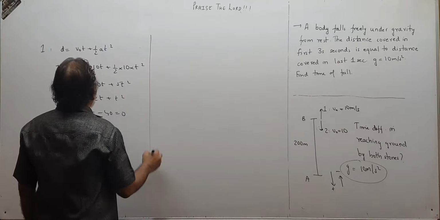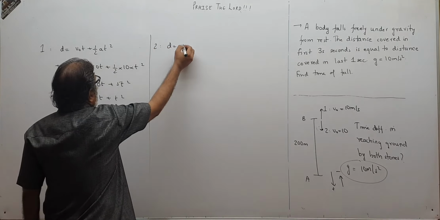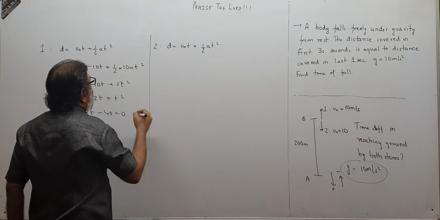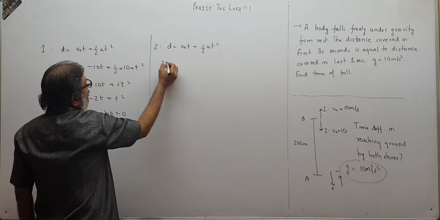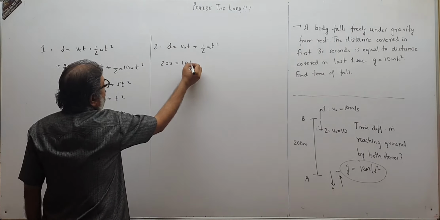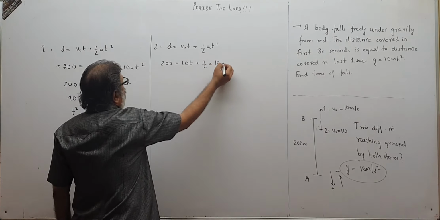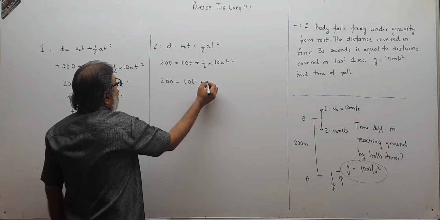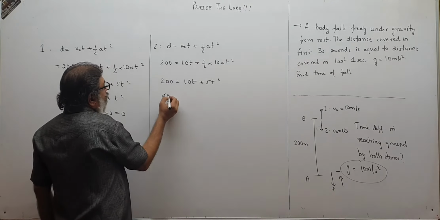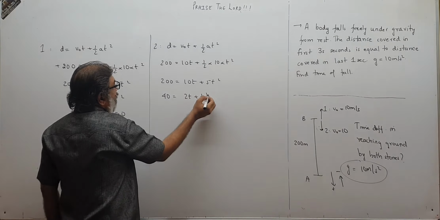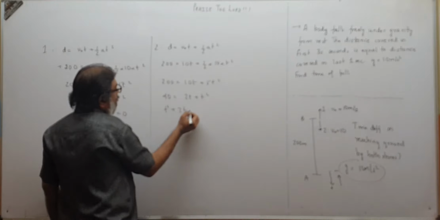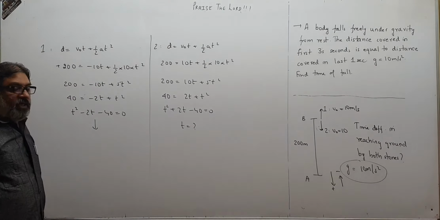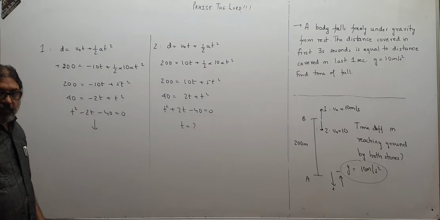Then for the second stone, again displacement equals V0T plus half AT square. Displacement downward is plus 200 again. V0 is downward, 10t plus half into 10 into t square. So 200 becomes 10t plus 5t square. So 40 becomes 2t plus t square. So t square plus 2t minus 40 equal to 0. Get t from here. Once you get t, find the time difference.